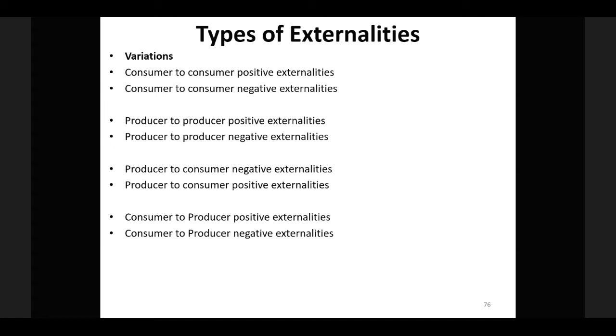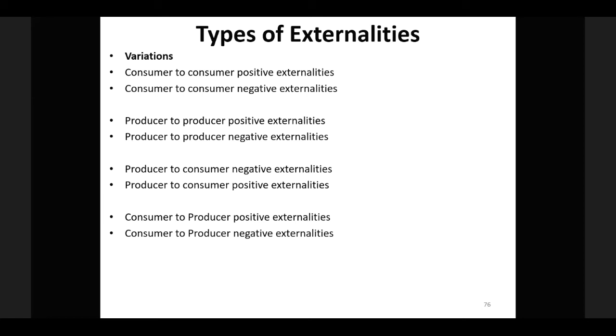We can have producer-to-producer positive externality, where, for instance, two firms are producing in the same neighborhood and one decides to tar the road leading to the neighborhood. And this becomes producer-to-producer positive externalities. We can have producer-to-producer negative externalities, where the production possibility of one producer affects the production possibilities of the other producer negatively in this case. We can say that's also a variation of the types.